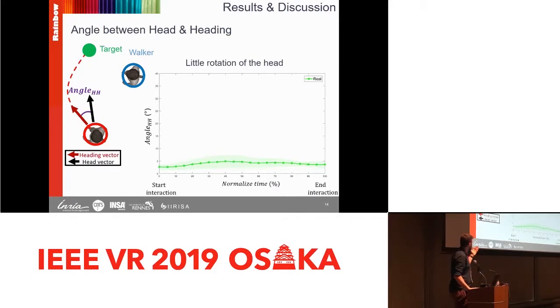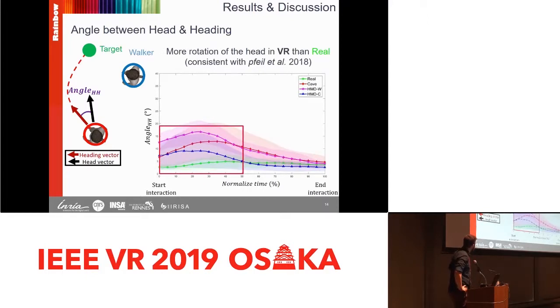For the real situation, which is our baseline, what we can see is that there is little rotation of the head during the interaction. Now, if you look at the rotation for the CAVE, HMD walking, and HMD controller, we have more rotation, which is consistent with previous studies. And as you can see, there is no plot for the screen. Participants had their head on the chin rest, so they couldn't move their head for this condition.